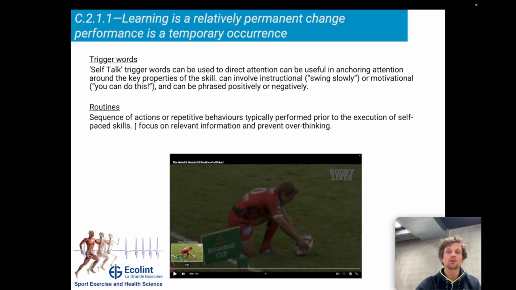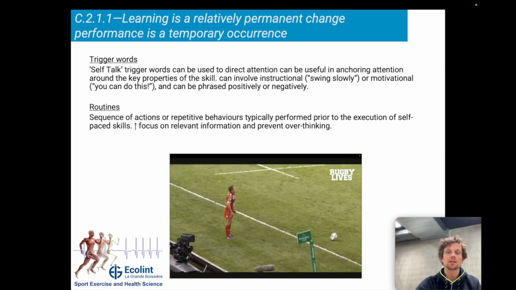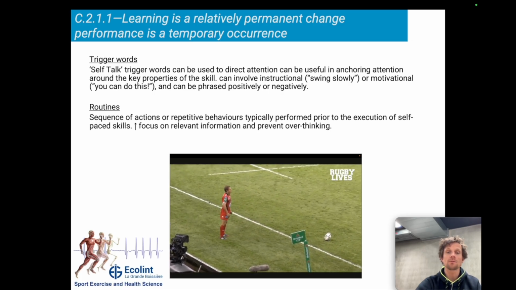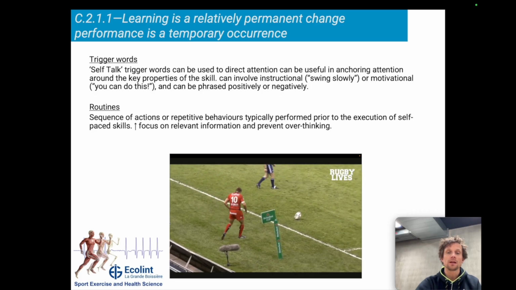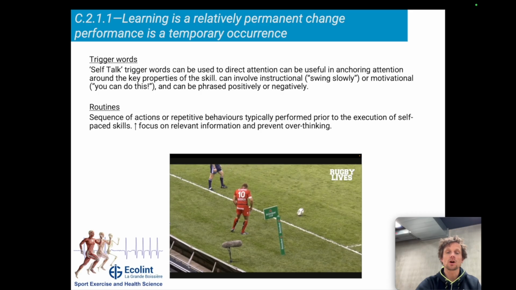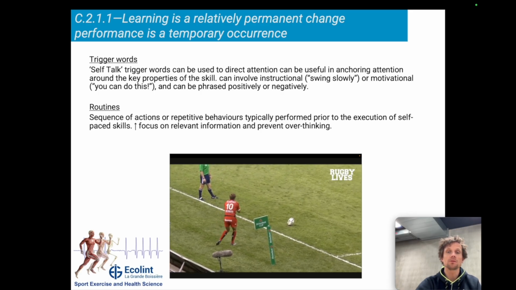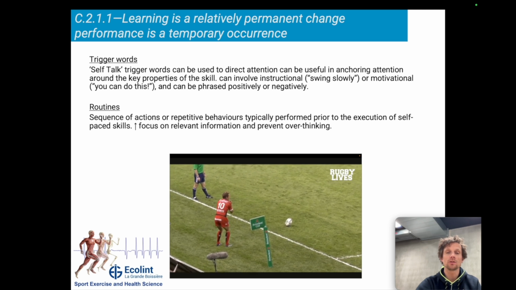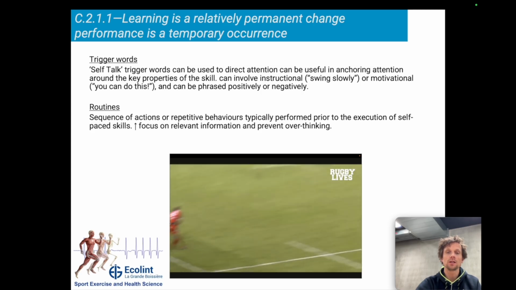Here's a good example of Jonny Wilkinson using a pre-performance routine before a kick in rugby. So he would always line up the kick in the same way. He'd take the same number of steps back and then step to the side the same number of steps, and then adopt the same position prior to kicking the ball. This was his way of mentally preparing and focusing in on the task at hand. And if you know anything about Jonny Wilkinson, normally he was successful.